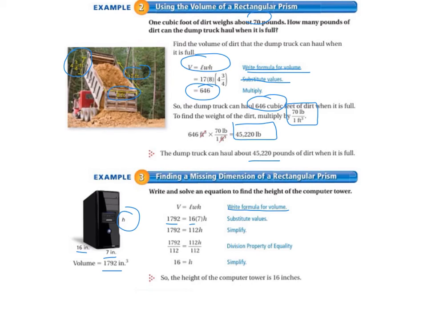So we substitute in the 16 and the 7, and we multiply those together, we get 112, and we still know our volume, but we still don't know the h. So we have to divide both sides by 112, and when we do that, we get h by itself on the right, and we get 16 on the left. So 16 equals the height of the computer tower, 16 inches.